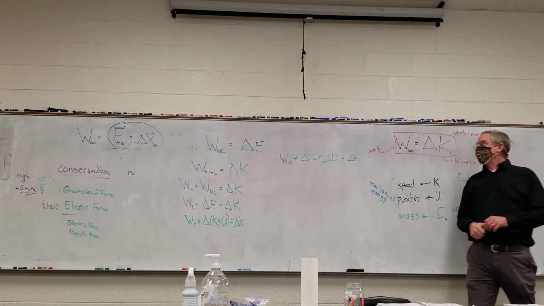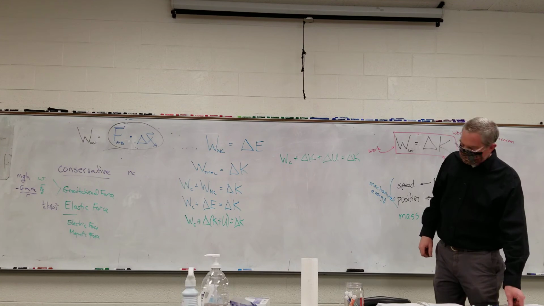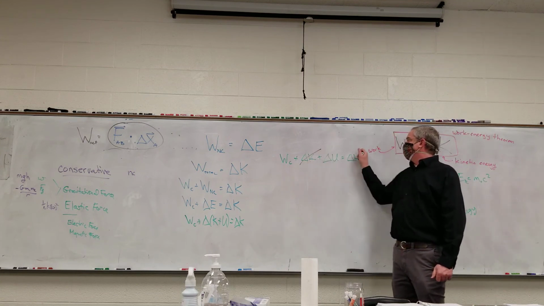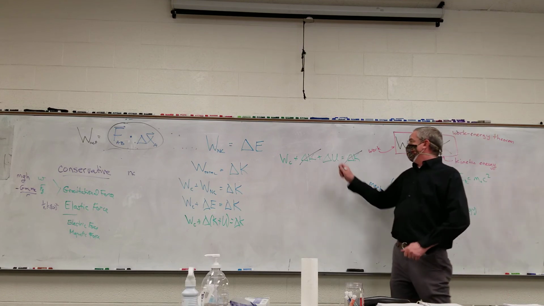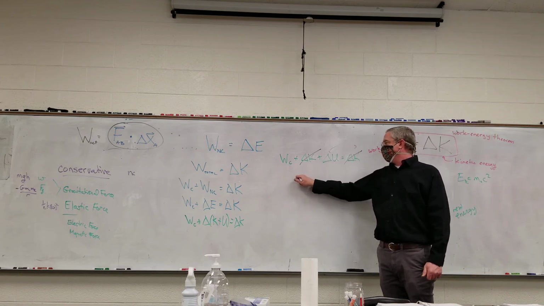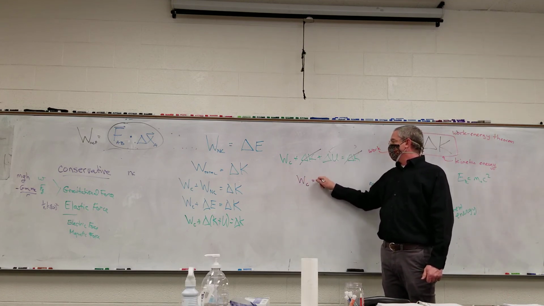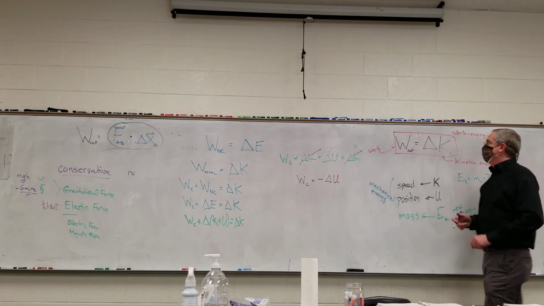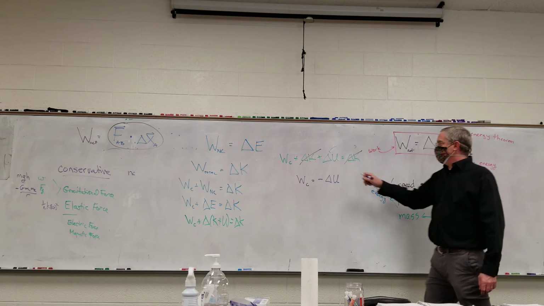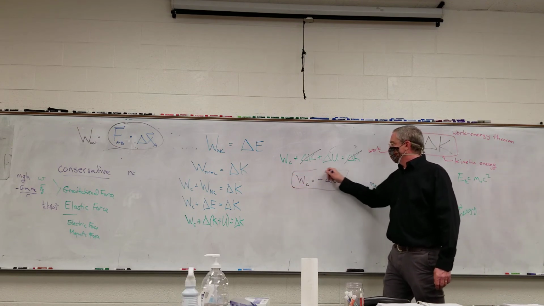I now got something that can cancel out. I got delta K on both sides. Boom, boom. I bring that over, and I have conservative work is equal to the negative change in potential energy. So I have my three work energy relationships here.